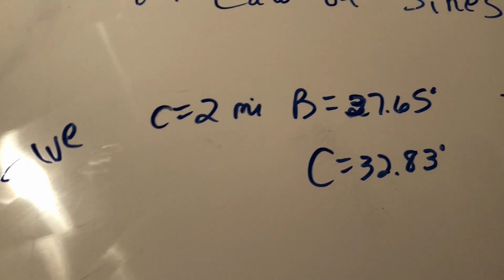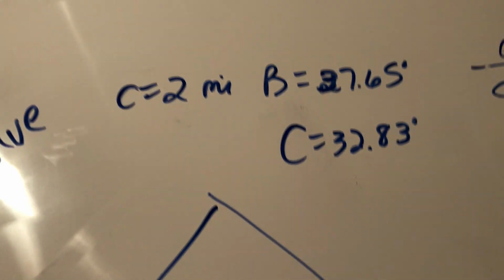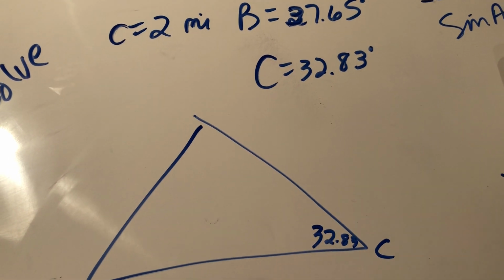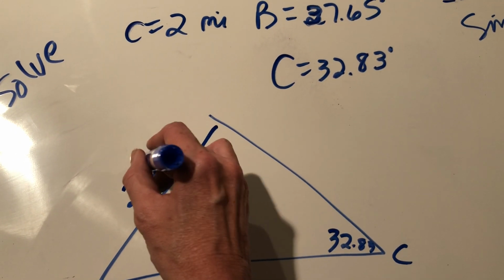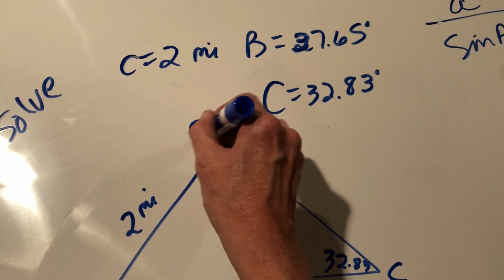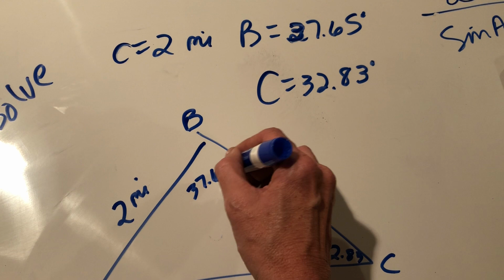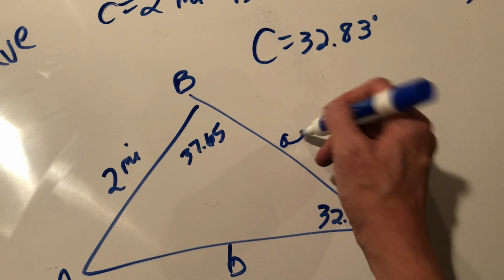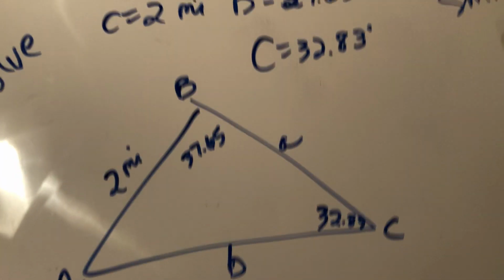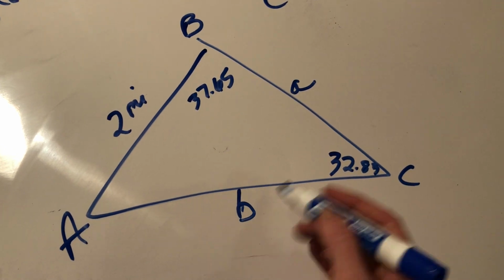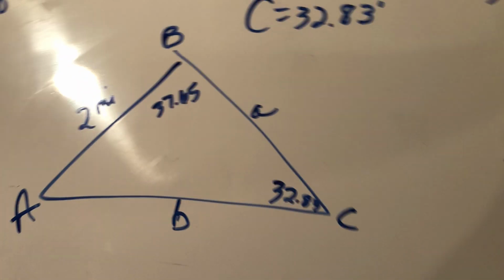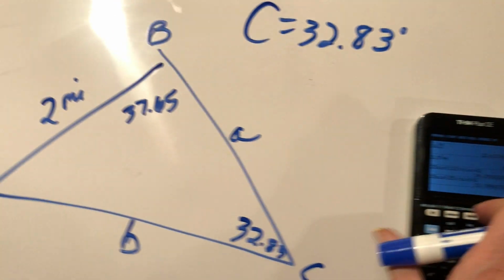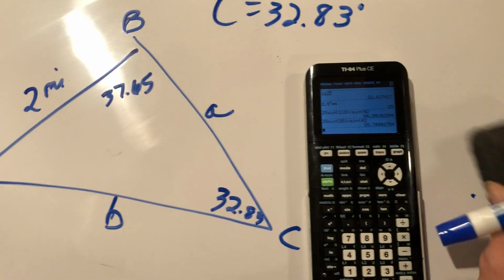Now, we're going to draw a triangle. And we could put C right here. This is 32.83. We could call this big C right there. Little c is 2 miles across from it. We could make this big B 37.65. And so little b would be across from it. And we don't have big A or little a. So we need to find big A and little b and little a. But there's the triangle for it. So, let's see. Big A is the easiest one to find.